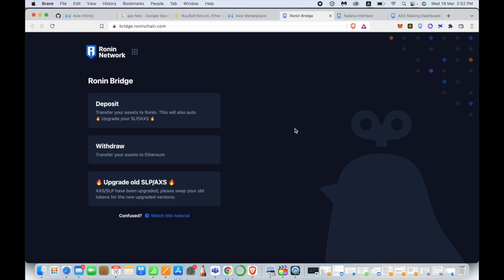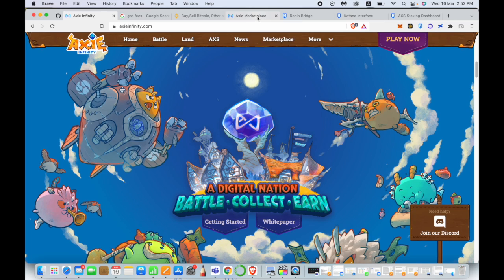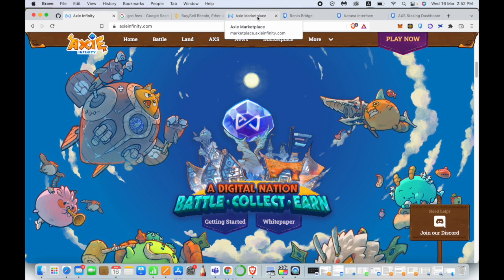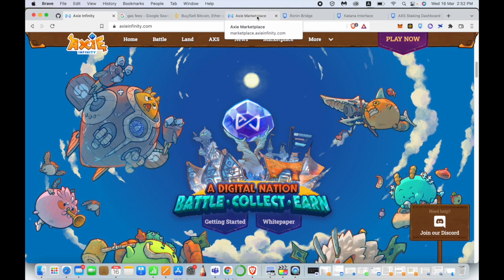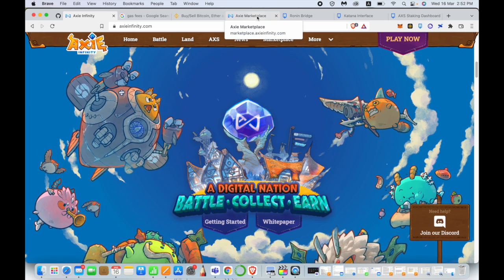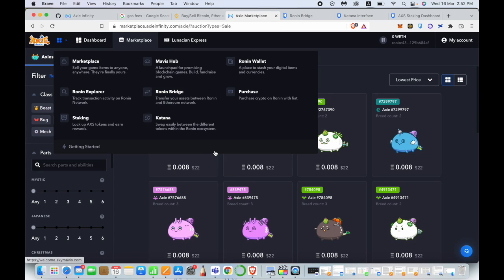Alright, so now let's look at what you can currently do within the Ronin ecosystem. First is the Axie Infinity game. When you play the actual game, you don't actually make any transactions on the Ronin blockchain layer. It is only after you wish to transact your in-game earnings that you need to interact with the Ronin chain. So just let me show you how.